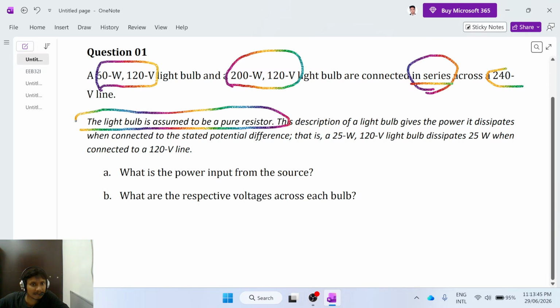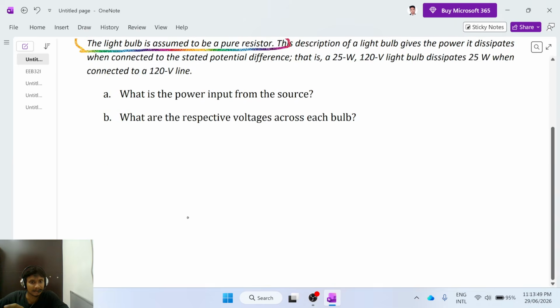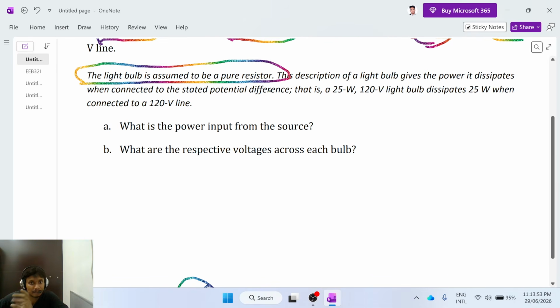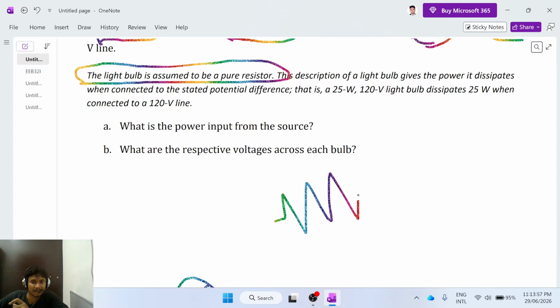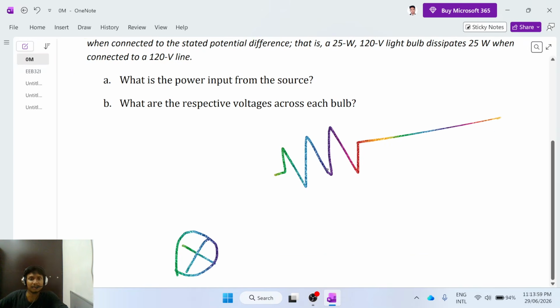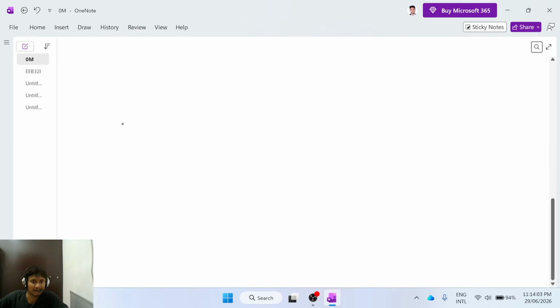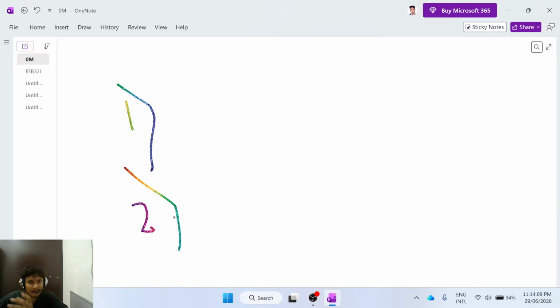What is the meaning of this statement? The light bulb is assumed to be a pure resistor. This is the light bulb, and this is the real resistor. What is the meaning of pure resistor? According to this statement, we can use two very important equations in electrical engineering.